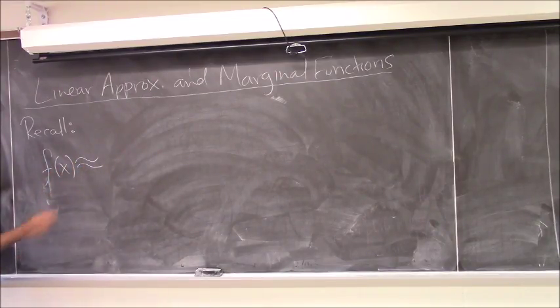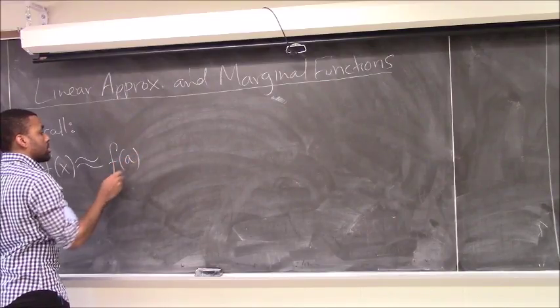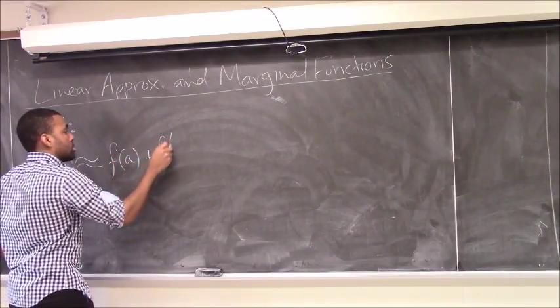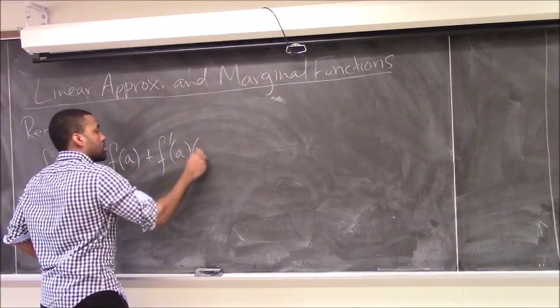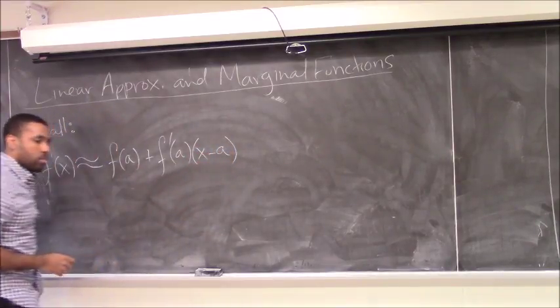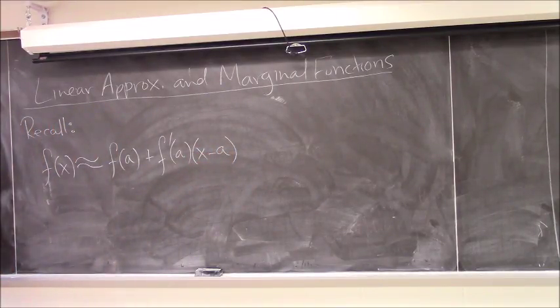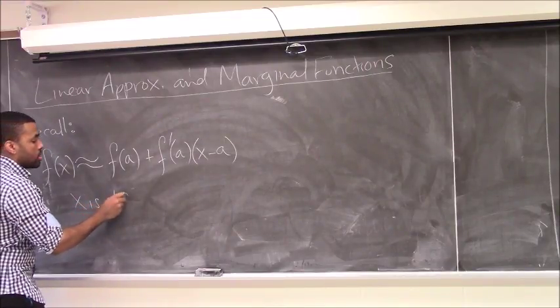f of a plus the derivative of f of a times x. This is the linear approximation formula. When is it best? What are the conditions under which we can use this? Right, x is close to a.